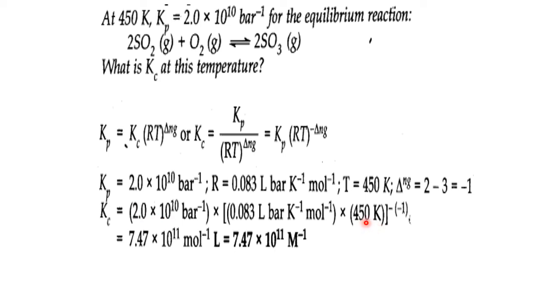What is delta Ng? How many gaseous products are there? 2. Reactants 3. So 2 minus 3 is minus 1. RT to the power minus of minus 1 is plus 1. Therefore, this into this will give you the answer. You can practice using the normal log table. That will give you 7.47 into 10 to the power 11 per mole liter, or in terms of molarity, 7.47 into 10 to the power 11 per M. So per M is always taken as liter per mole. Okay, right.